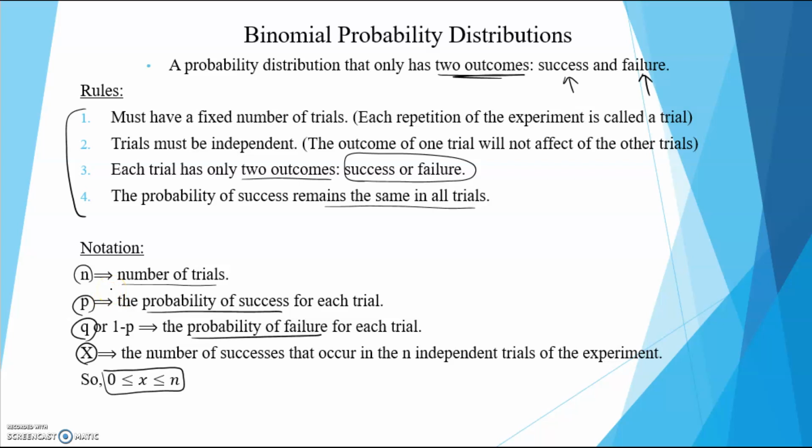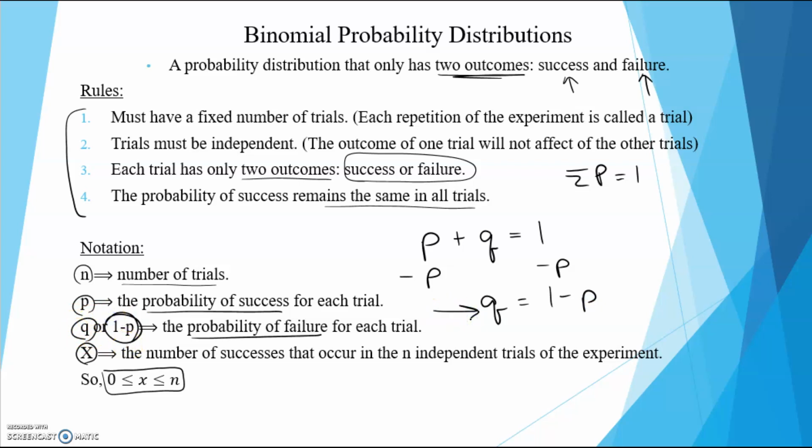So since we only have two probabilities, the probability of success and the probability of failure, if that's the only probabilities and I add these two things, I'm adding up all my probabilities, and that's got to be equal to 1, because we know that the sum of all the probabilities is equal to 1. Now, if I have p and I'm looking for q, if I subtract p from both sides, that'll give me q is equal to 1 minus p. So that's why you see a q here or 1 minus p. This is where it's coming from.